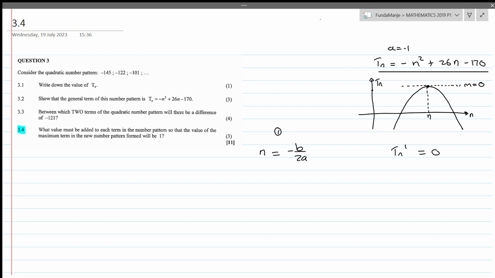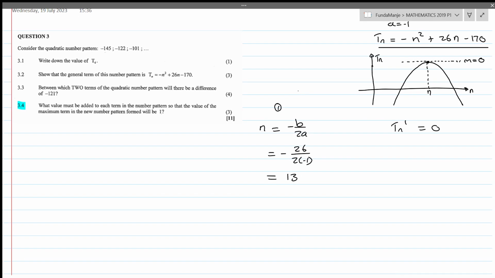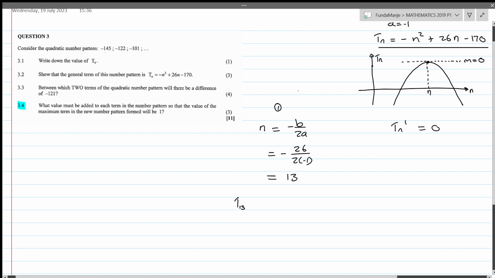So using the first method, which is the more advisable one, we would have b as 26 and a as -1. This tells us that the maximum occurs at the 13th position. So at term number 13, that's when the maximum will be. Then we need to find out what the actual maximum is going to be for the pattern we currently have, so we can know how much to add on to achieve 1.